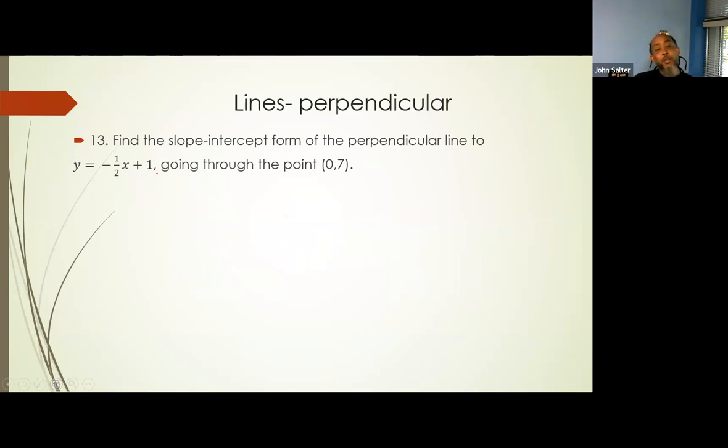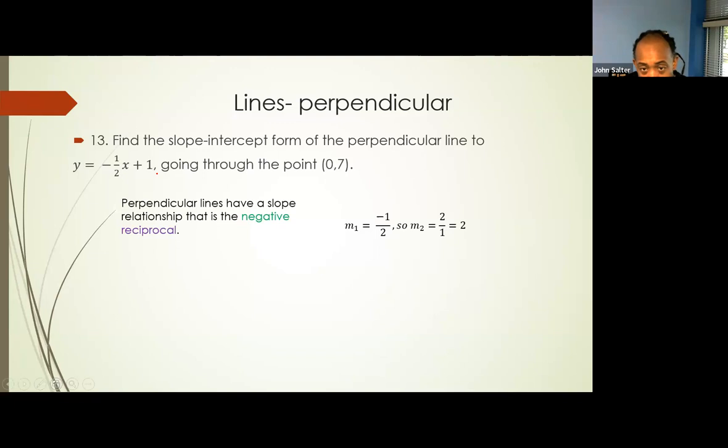Find the slope-intercept form of the perpendicular, that's going to be my keyword, line to y equals negative 1/2 x plus 1 going through the point (0, 7). So they gave me a point and a slope already, but I need to change it for this perpendicular thing. Perpendiculars have a slope relationship that is a negative reciprocal. Both of those are important. So negative 1/2: if I flip the sign, it becomes positive, and if I flip the fraction, it becomes 2, positive 2.